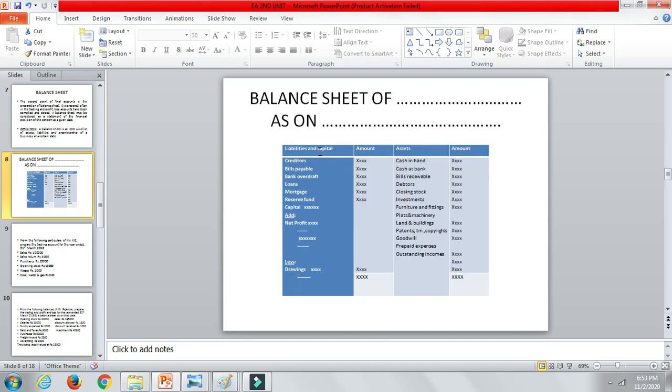Next is the balance sheet. On the left hand side you take the liabilities and capital, whereas on the right hand side you take the assets. Liabilities are nothing but you are liable to pay the amount or liable to provide the service. Those all come on the liability side, like creditors. Creditors are the suppliers to you. They have supplied you raw materials, so you are due to pay them. That is the reason creditors will be on the liability side.